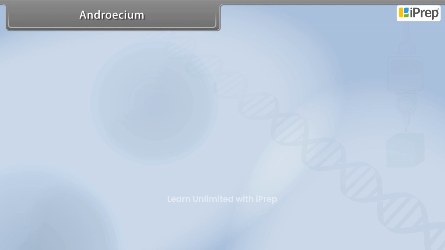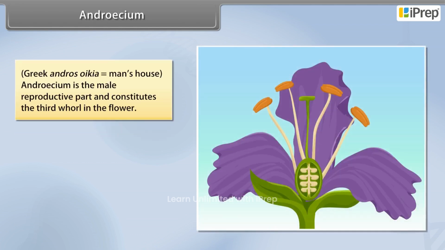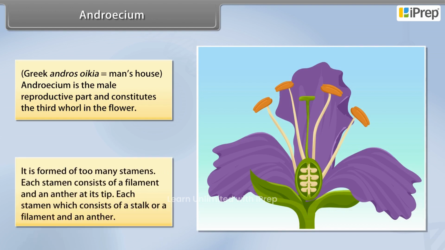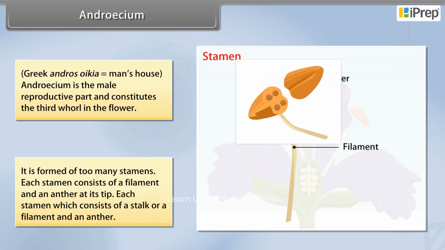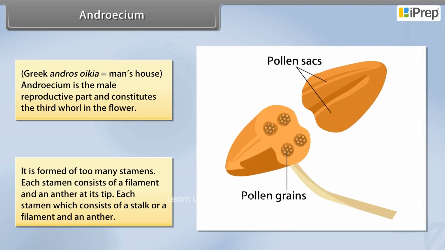Androecium. Androecium is the male reproductive part and constitutes the 3rd whorl in the flower. It is formed of many stamens. Each stamen consists of a filament and an anther at its tip. Each stamen consists of a stalk or a filament and an anther.